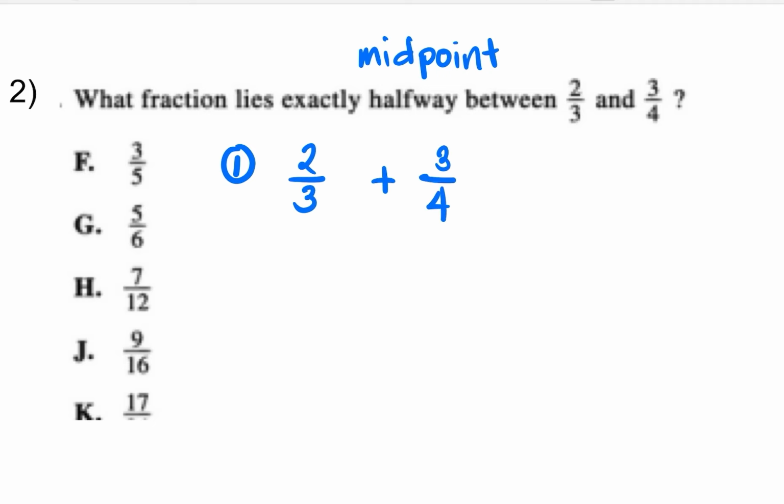Now, because the denominators are different, we're going to make the denominators the same. So the least common multiple for these 3 and 4 is 12. So how do I make 3 into 12? I've got to multiply 3 by 4, as well as the top, the numerator. For the 3/4, I'm going to multiply this by 3.